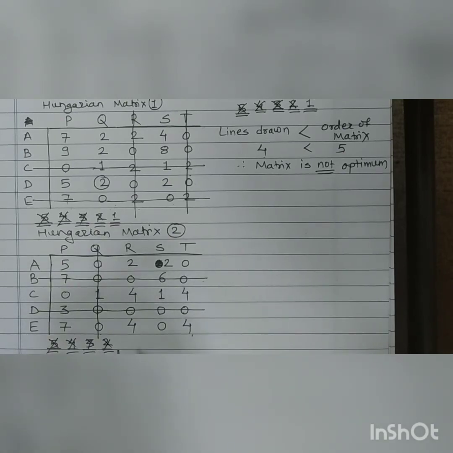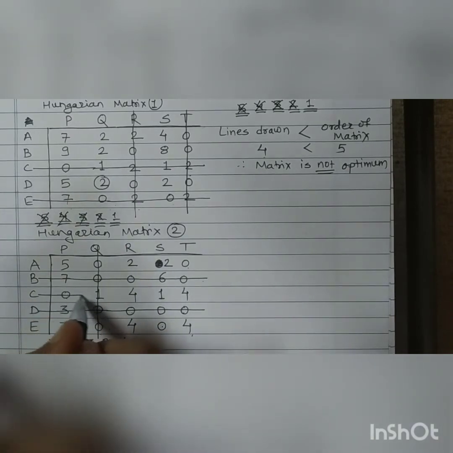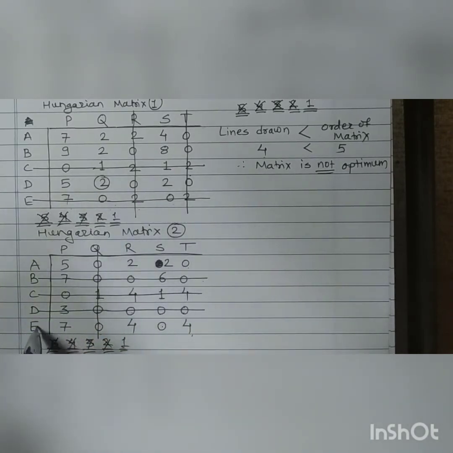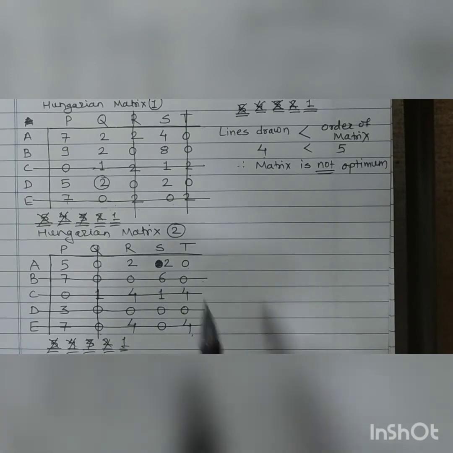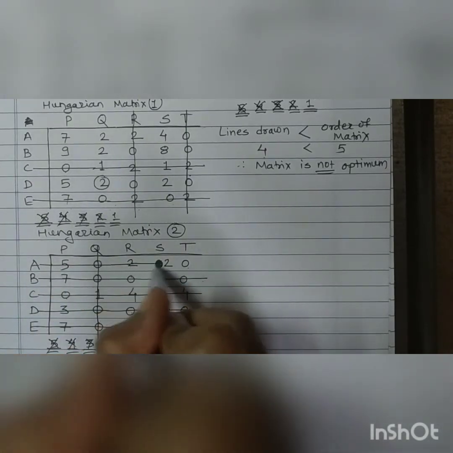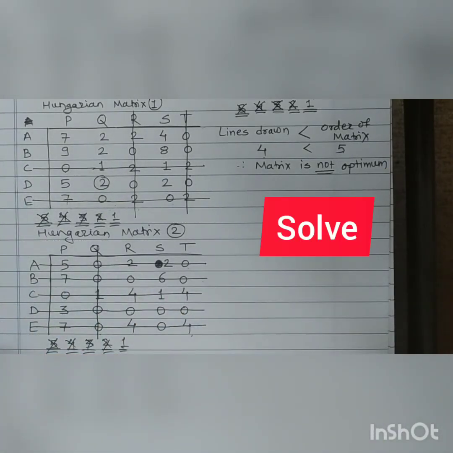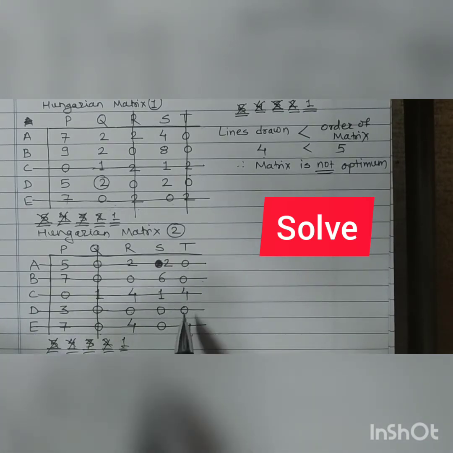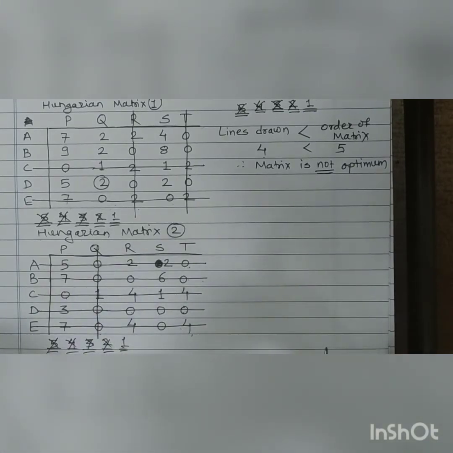Okay. Now search for 1 zero. Can you find 1 zero? So you can draw a horizontal line. Here also you can draw a horizontal line. Here also you can draw a horizontal line. Okay. So here the number of lines drawn are 1, 2, 3, 4, 5 and 6.